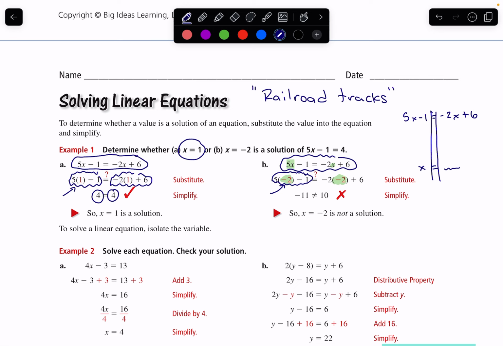And on the left-hand side, when I put that in my calculator, I get negative 11. On the right-hand side, when I plug this in the calculator, I get 10. Well, negative 11 and 10 are not the same. So x equals negative 2 is not the solution to the equation.